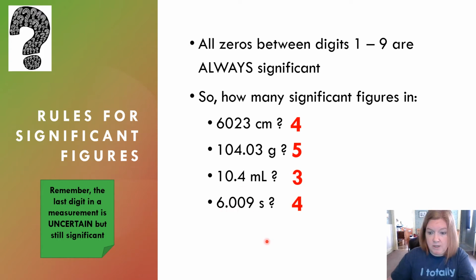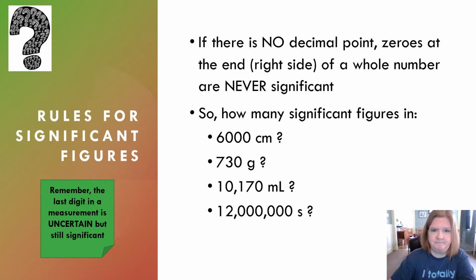4 significant figures. Remember, all of the digits except the last one in a measurement would be certain. All of these are certain. The 6, the 0, the 2, those are certain. The 3 is the uncertain digit, but it's still significant. So here the 3, uncertain, but significant. The 4, uncertain, but significant. And the 9, uncertain, but significant.